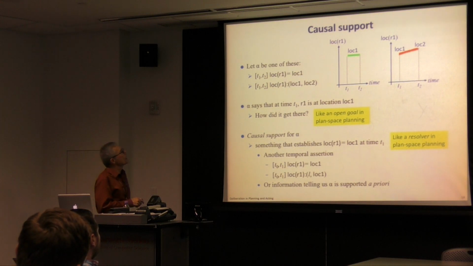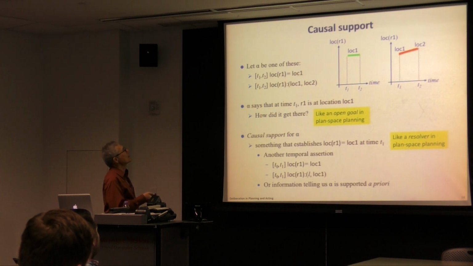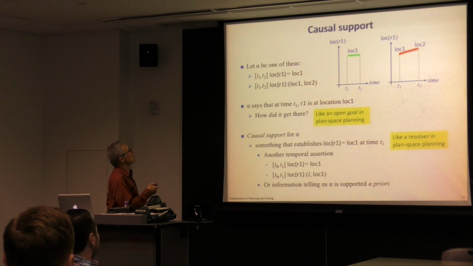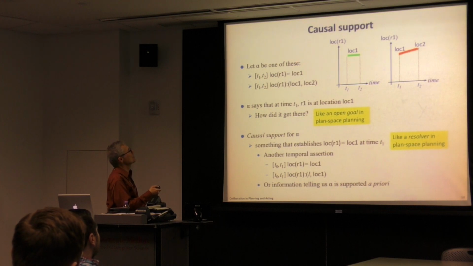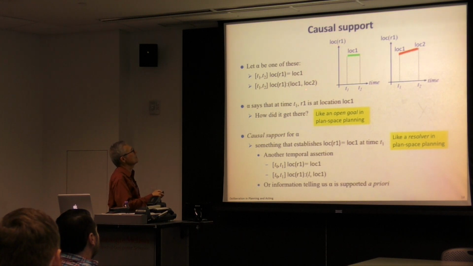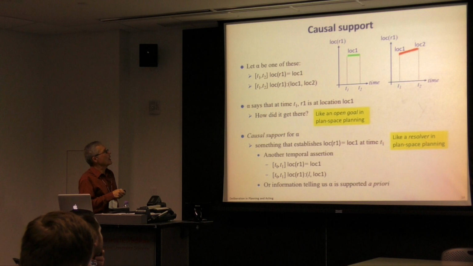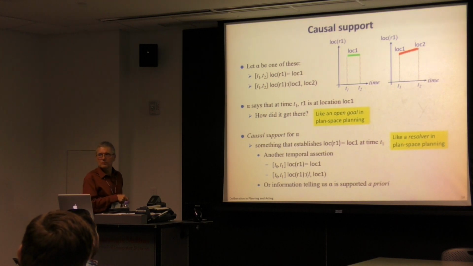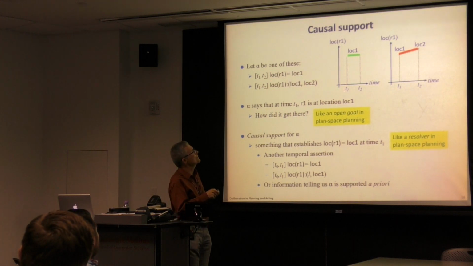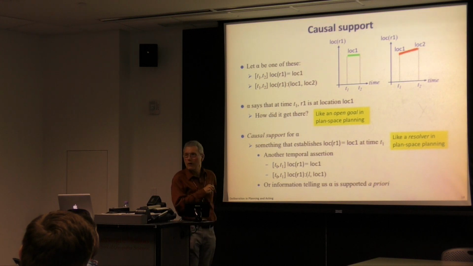Causal support. The idea, well, let me go through the example first. Suppose we have a temporal assertion that either says that over this time interval, robot R1 is at loc 1, or says that over this time interval, the location changes from loc 1 to loc 2. What both of these specify is that at time point T1, the robot is at location 1. There and there.